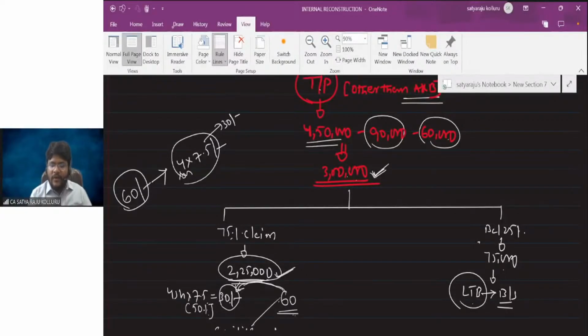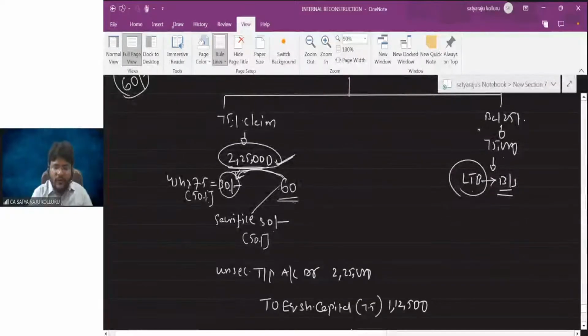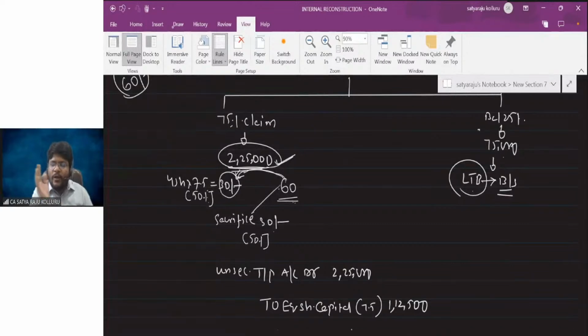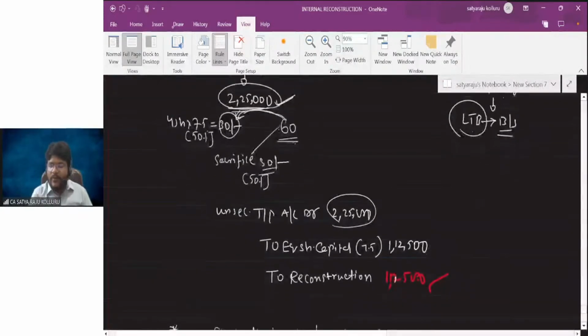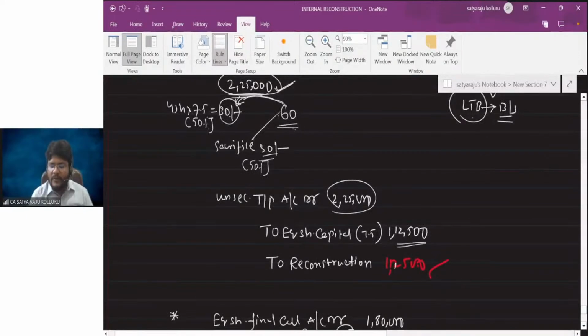Indirectly, what they are conveying is that for every 60 rupees portion of this 2,25,000, the company is going to issue 30 rupees worth of equity shares. That is, for the entire amount of 2,25,000, the company is going to issue 50% in the form of equity shares. The remaining 50% is cancelled, simply sacrificed. That's why for the entire 2,25,000, I'm issuing 50% in the form of equity shares, and the remaining I simply transfer to the reconstruction account.